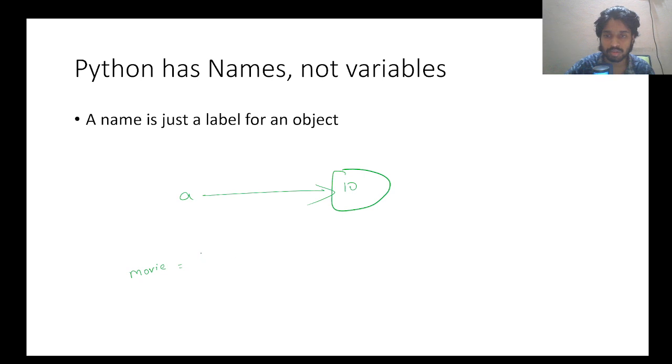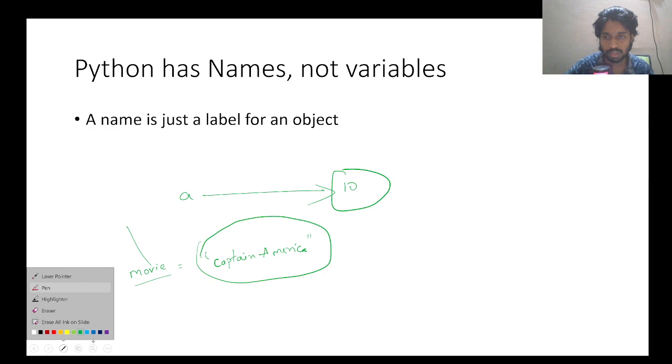For example, let's take another name like this. Movie is equal to anything. Let's take Captain America. So this movie is the name. This Captain America is a string object.